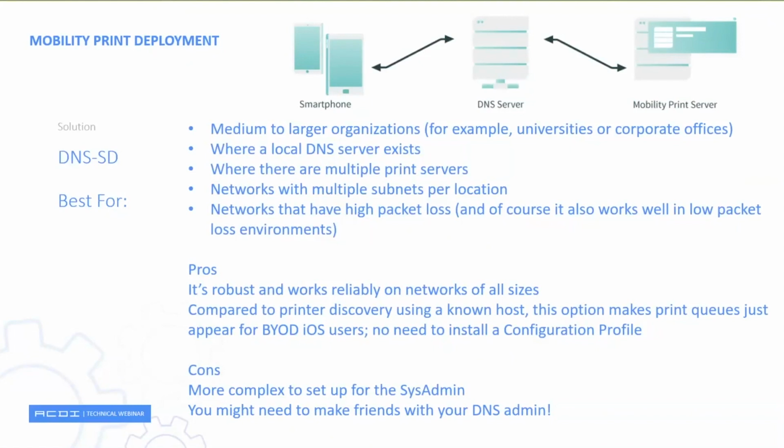Mobility Print Server has a mini embedded DNS server. You need to configure your local DNS server to forward printer discovery requests to the Mobility Print Server's embedded DNS. Forwarding is achieved using a method called subzones or delegated subzones.